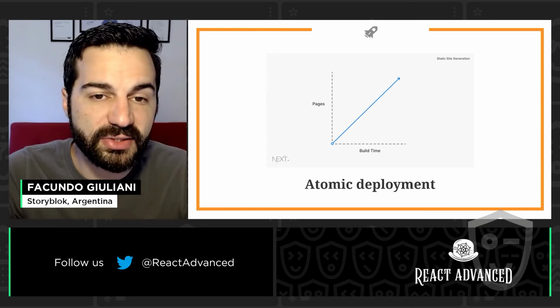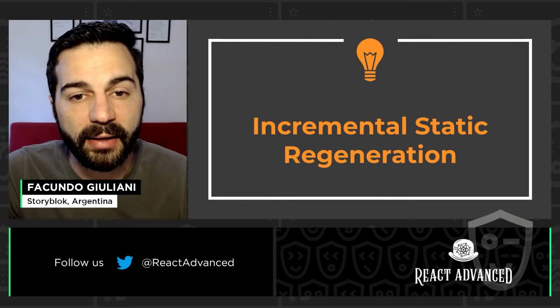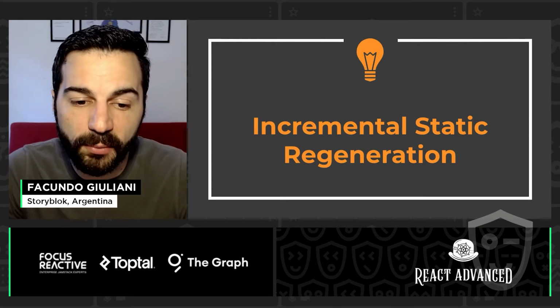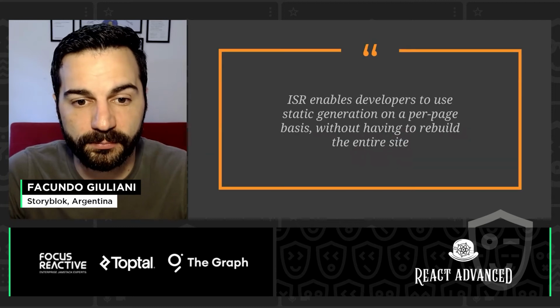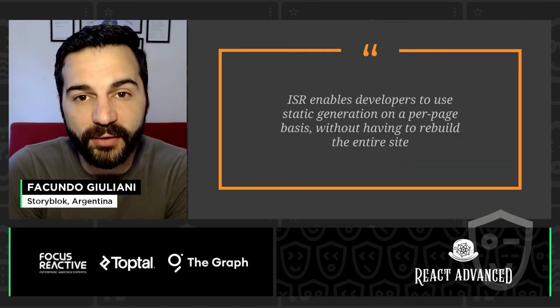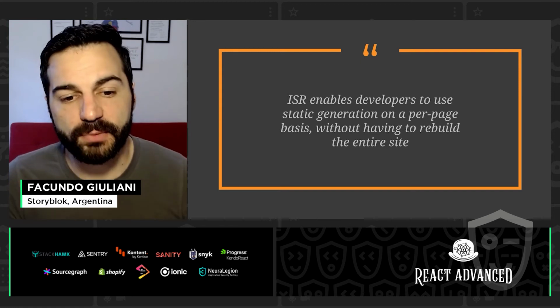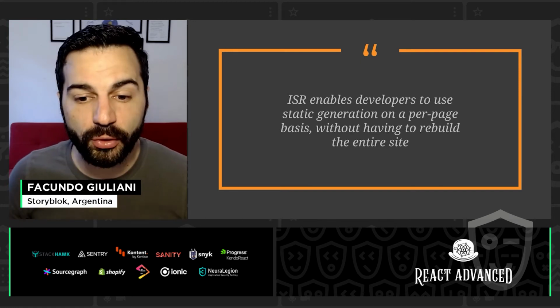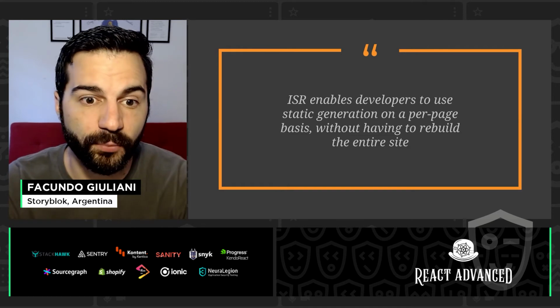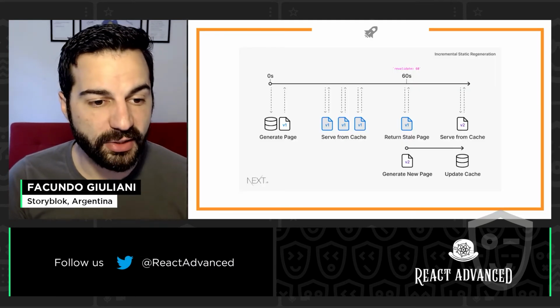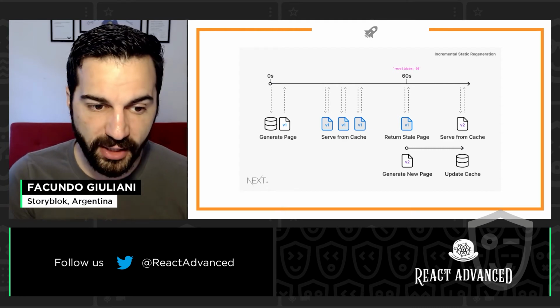So the Next.js team analyzed that and created a new feature for the framework, which is incremental static regeneration, which enables developers to use static generation on a per-page basis, without having to rebuild the entire site. This feature works like this. We will execute this build process one time.